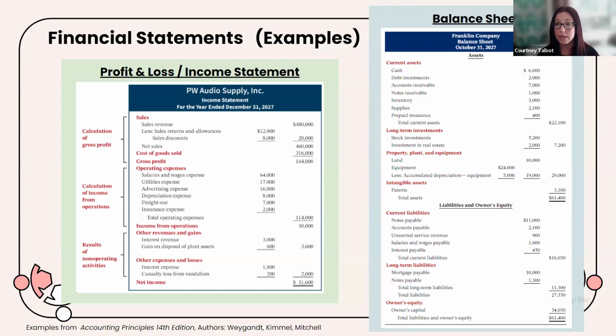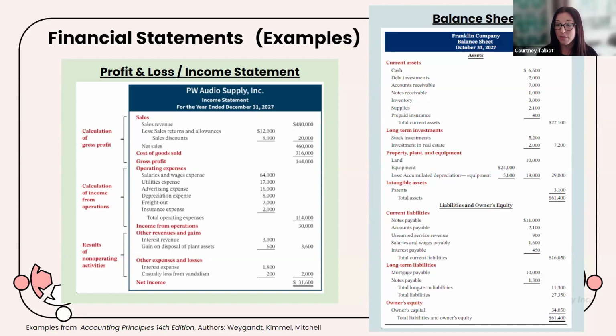So on the right-hand side, we have a balance sheet. The example here is from Franklin Company, and you can see various areas here. The top part is assets. Notice some of the current assets they have there. Cash, we've mentioned that. They have some debt investments, some accounts receivable, some notes receivable, meaning people owe them some money. Inventory is considered an asset as it's something worth value the company owns.